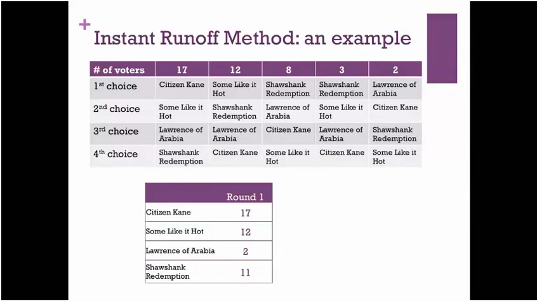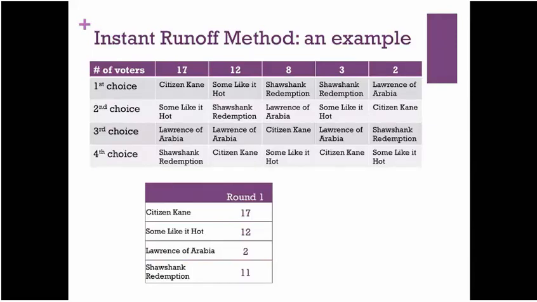All right, so what happens in round one? Well, in round one, we're just looking at first choices. So we just look across the top. Citizen Kane has 17. Some Like It Hot has 12. Lawrence of Arabia has 2, and Shawshank Redemption has 11. Make sure you understand that 11. It's true, there's 8 of one ballot and 3 of another, but if we're just looking at first choices, those all are saying the same thing about Shawshank Redemption. So there's 11 votes for Shawshank Redemption. That is to say, 11 first choice votes.